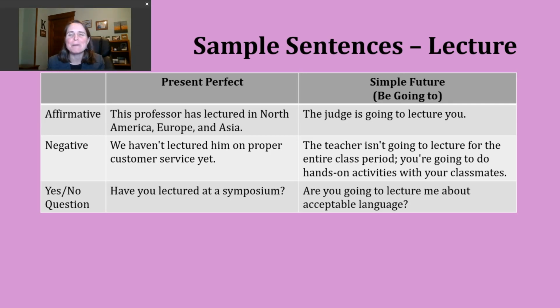Now, let's talk about making negative simple future sentences. Again, pay attention to your subject. Use the form of be that matches, followed by not, then going to, and then the base verb. Here's another example. The teacher isn't going to lecture for the entire class period. You're going to do hands-on activities with your classmates. So again, this might be discussing plans.